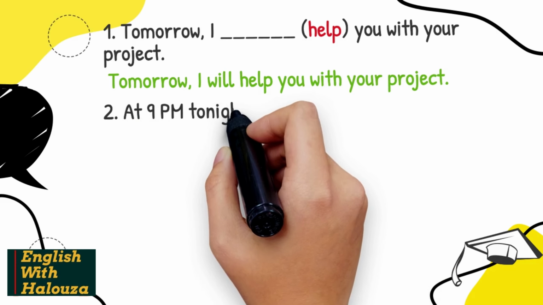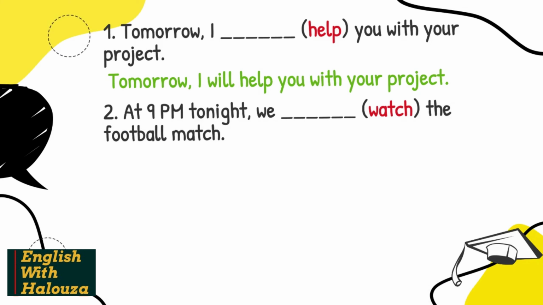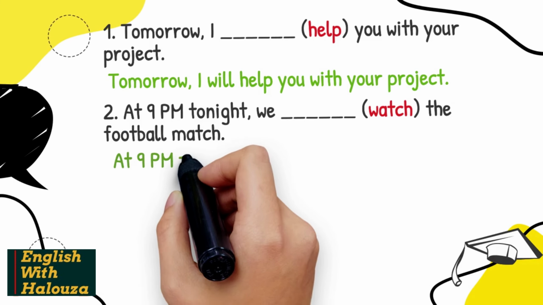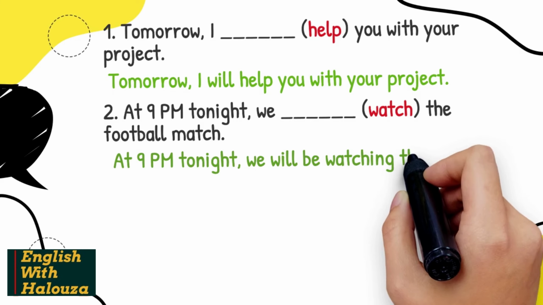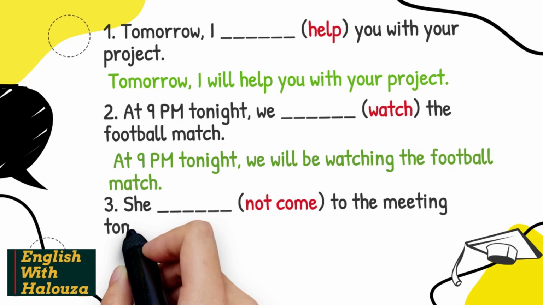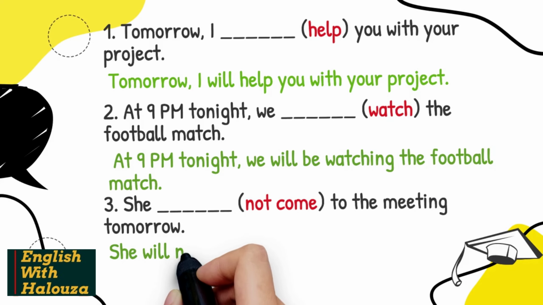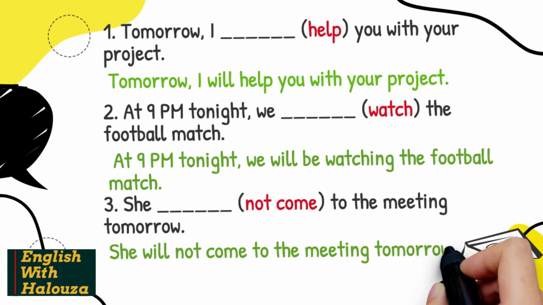At 9 p.m. tonight, the football match. The correct answer is, at 9 p.m. tonight, we will be watching the football match. She, to the meeting tomorrow. The correct answer is, she will not come to the meeting tomorrow.